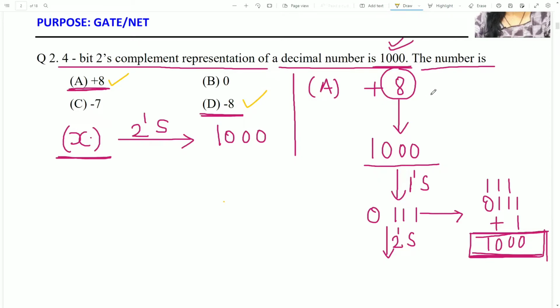Now confusion arises that what will be the correct solution, whether it will be plus 8 or minus 8, because if you are taking minus 8 over here, which means you are going to deal with this option, then again the process to find the 2's complement will be the same, and your answer again will be 1000. So what will be the correct solution, A or D?